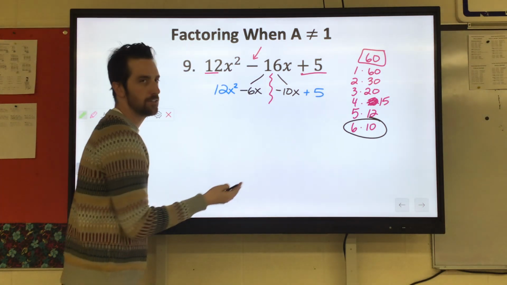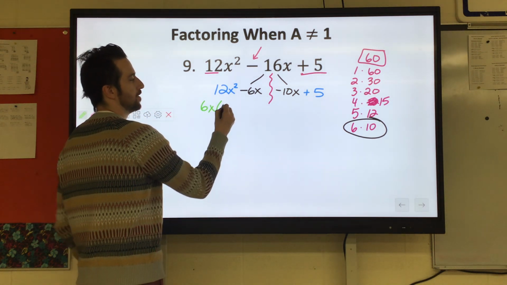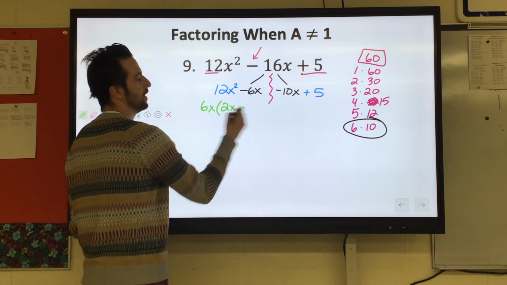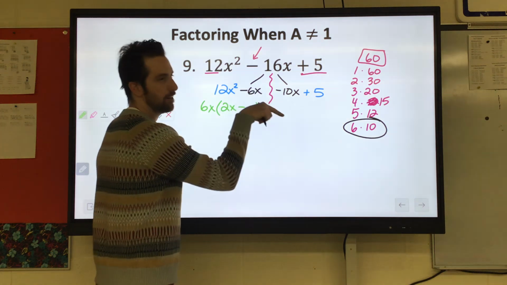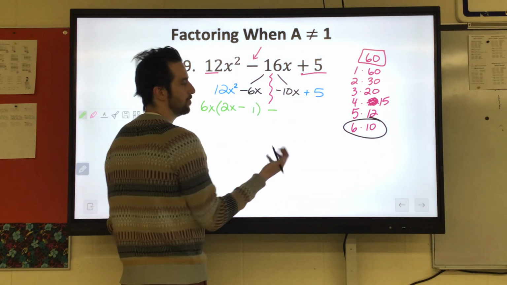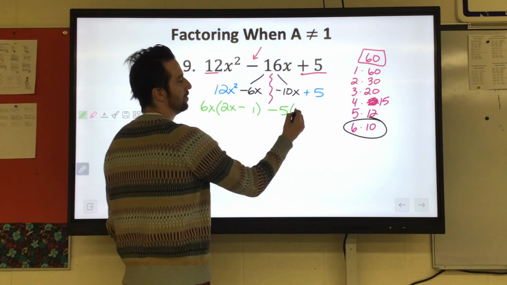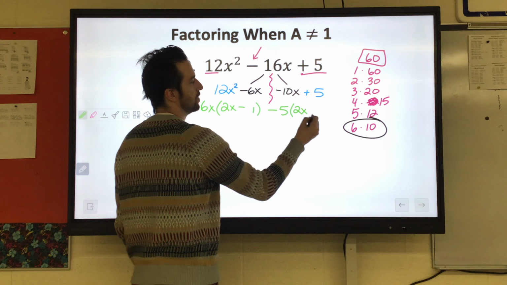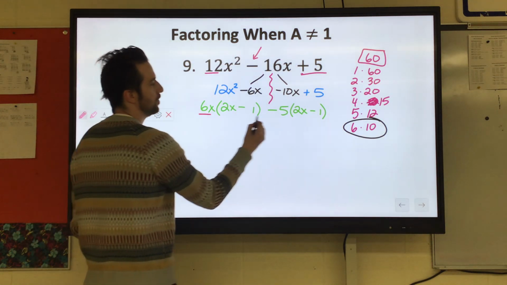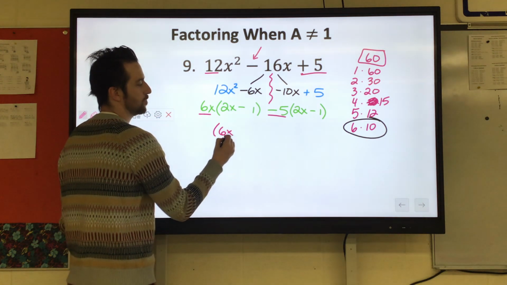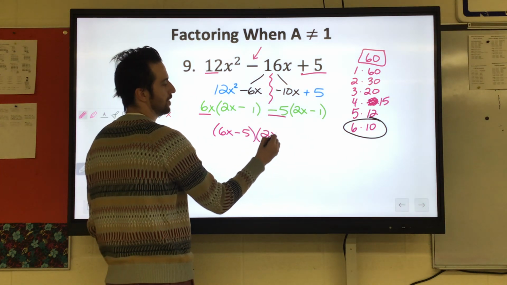12x squared minus 6x, common factor of 6x. 6x times 2x is 12x squared, minus 6x times 1 is 6x. On the right side, I see it starts with a minus. We'll factor out a negative. 10x and 5 have 5 as a common factor. Negative 5 times 2x is negative 10x. Negative 5 times negative 1 would give you positive 5. So outside we have 6x minus 5. That's one of our final factors. And then inside they both have the 2x minus 1. That's the other one.